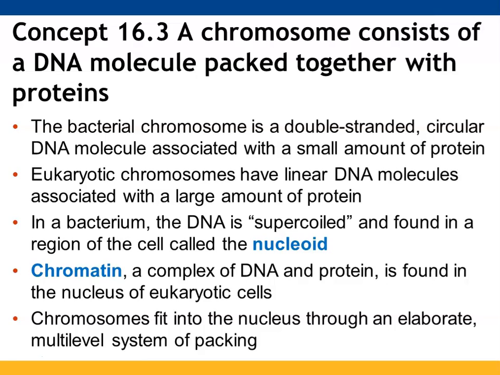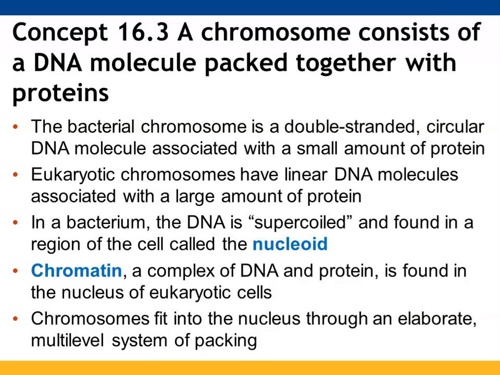So chromosomes are not just DNA, they're packed with protein. With a bacterial chromosome, we've talked about how it's circular, it's double-stranded, it's got a little bit of protein. Eukaryotic chromosomes are linear and they have lots of protein. In bacterium, that DNA is supercoiled and it's found in a certain region in the cytoplasm of that bacterial cell known as the nucleoid. While chromatin, we talked about that a lot with cell division, is not just DNA, it's also protein, and it's what's found in the nucleus of your eukaryotic cells.